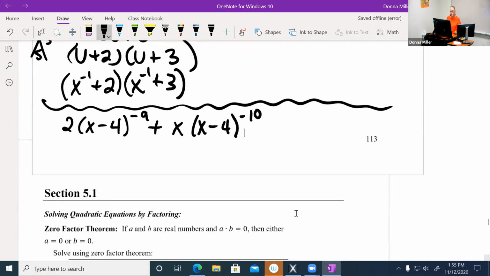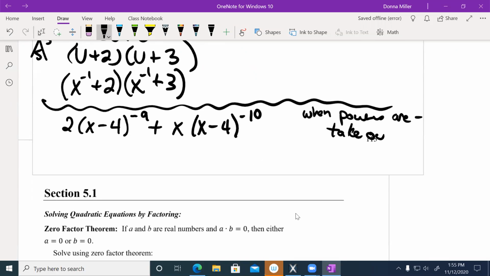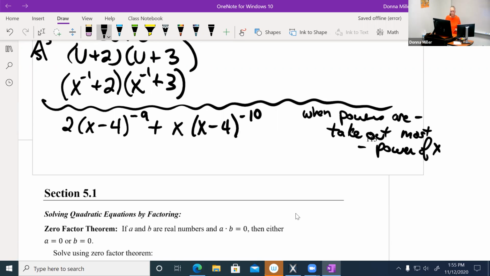I want to factor it. All right. And whenever you factor, you want to take out common factors, all right? But when they share factors of x, when the powers are negative, take out the most negative factor of x you can, all right? So when the powers are negative, you're going to take out the most negative power, if they all have a power of x in them. So when I look at this, I go, okay, the most negative power I have is x minus 4 to the negative 10th, right? So that's the one I want to take out.